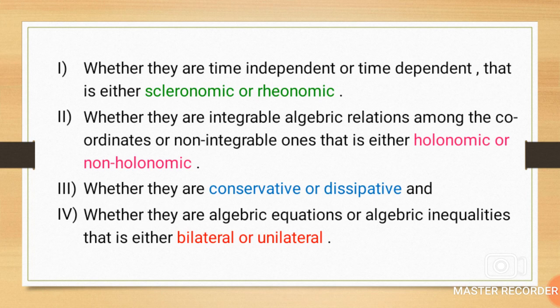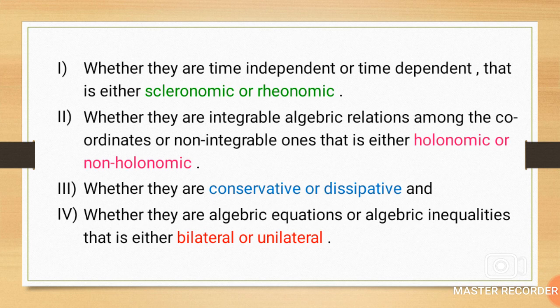Third criteria is whether they are conservative or dissipative or non-conservative. In a particular system with a constraint, if the mechanical energy is conserved, then the constraint on the system is a conservative constraint, and if the mechanical energy of the system is not conserved, then the constraint is the dissipative constraint.